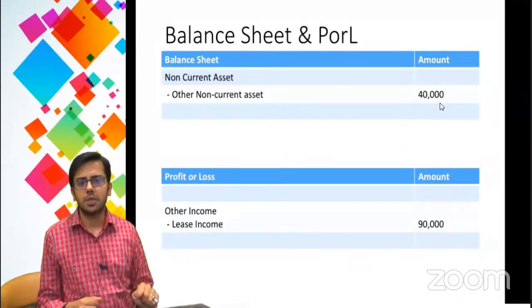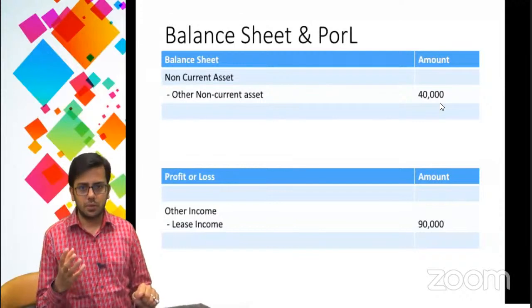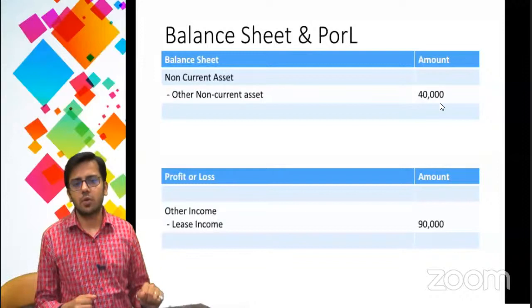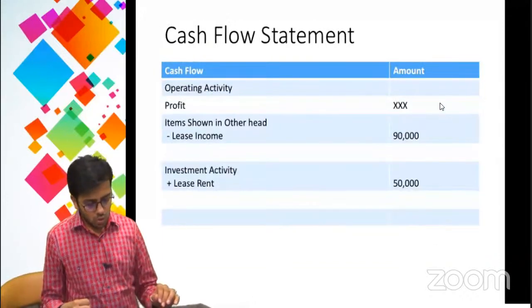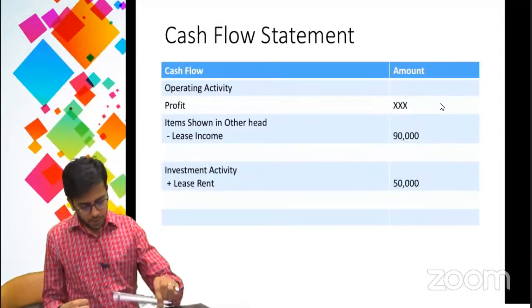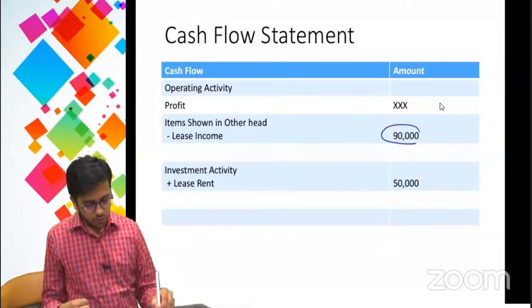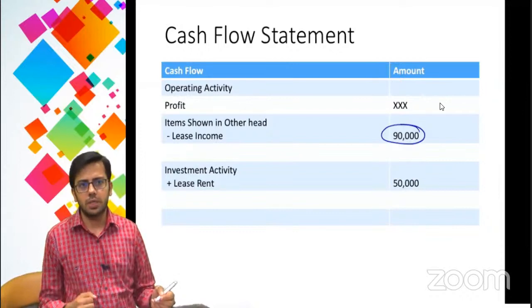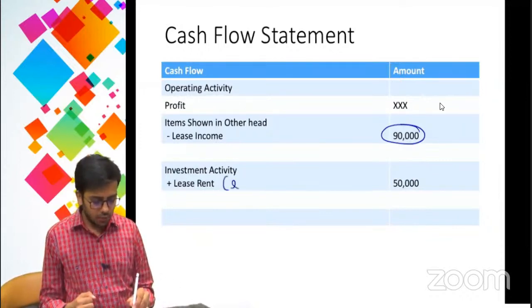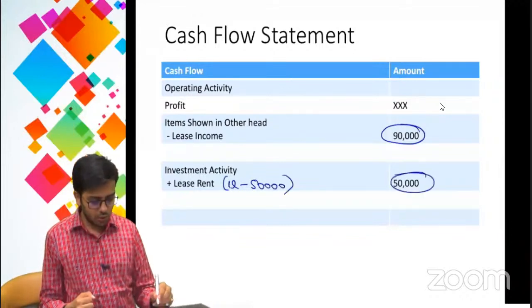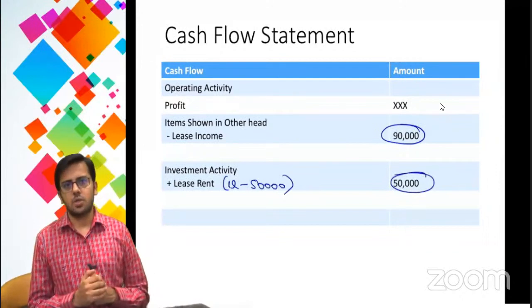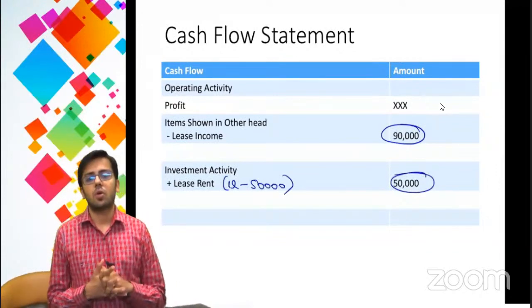This is the balance sheet presentation. Now, what we have received is 1 lakh and what we have paid is 50,000 rupees. So how do we show the same? Lease income is first adjusted under operating activity, 90,000 rupees, we deduct it. And under investing activity, we will show that we have received 1 lakh, but we had incurred 50,000 as transaction cost. Only 50,000 will be reflected under the head investing activity as lease rent. So this is the case for an operating lease.